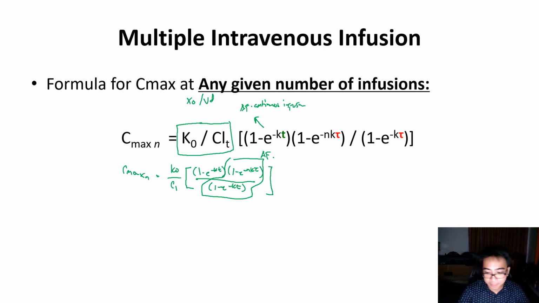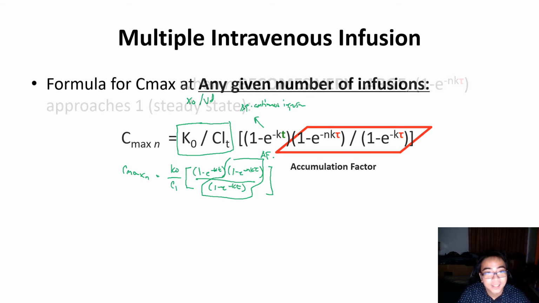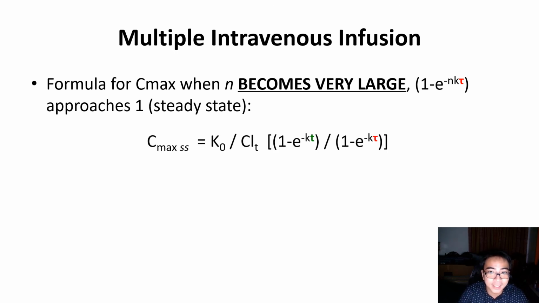Alright? Pero this one, the 1 minus e negative NK tau over 1 minus e negative K tau, is the accumulation factor if the drug is being given multiple times. Alright? So, babalik talaga yan. Okay? Now, of course, the formula for Cmax, when N becomes very large, 1 minus e negative NK tau approaches 1. So, therefore, class, ang magiging formula natin is ganito na lang: 1 minus e negative KT over 1 minus e negative K tau. Nawala si 1 minus e negative NK tau kasi magiging 1 na yung value nun. Alright, so I don't think I have to rewrite that pa, no? So, it's just as simple as that.